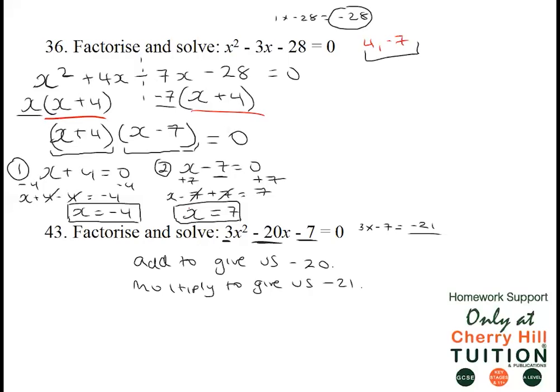So let's think about the combinations that multiply to give us minus 21. We have 1 and minus 21, we have minus 1 and 21, we have minus 7 and 3, and we have minus 3 and 7. I hope you can see that the only pairs that can give us a number next to minus 20 is either this one or this one.